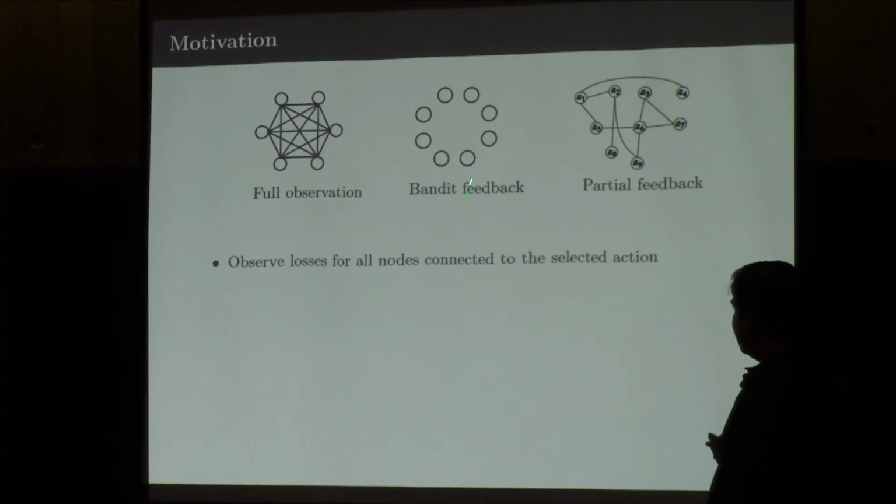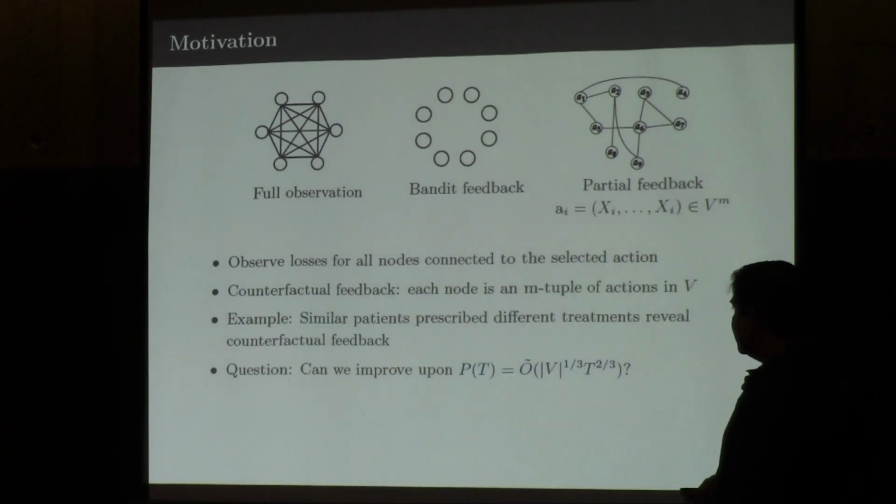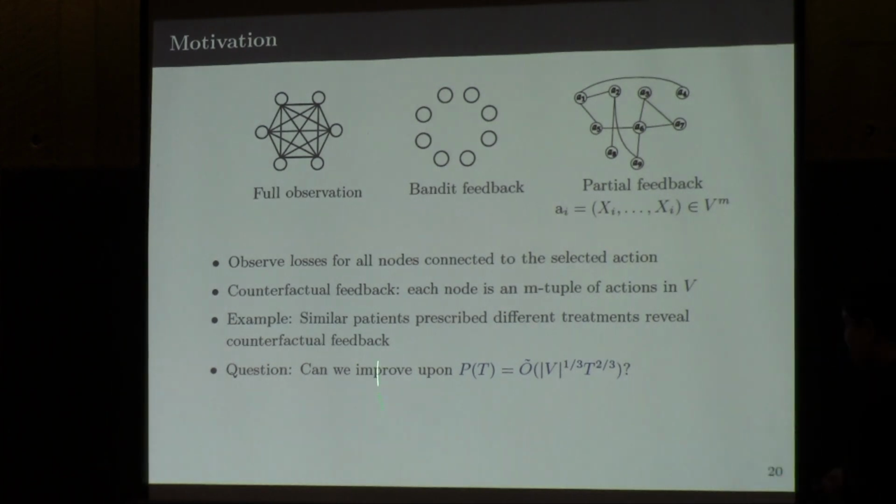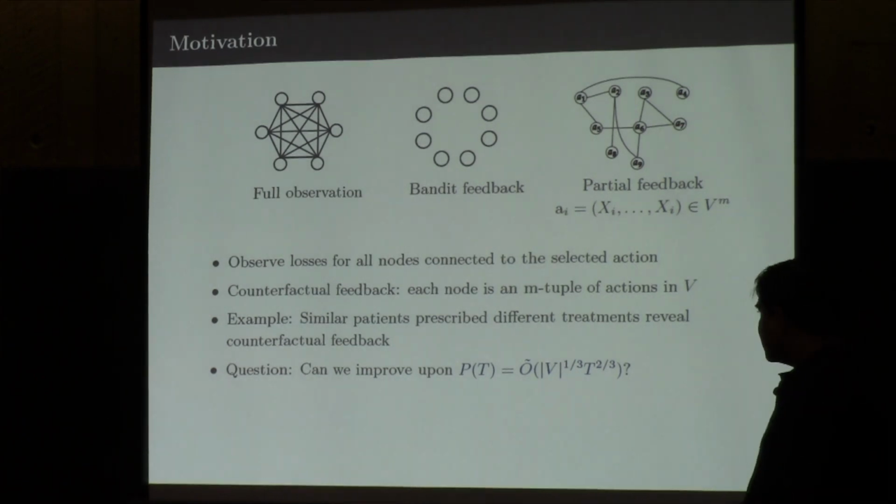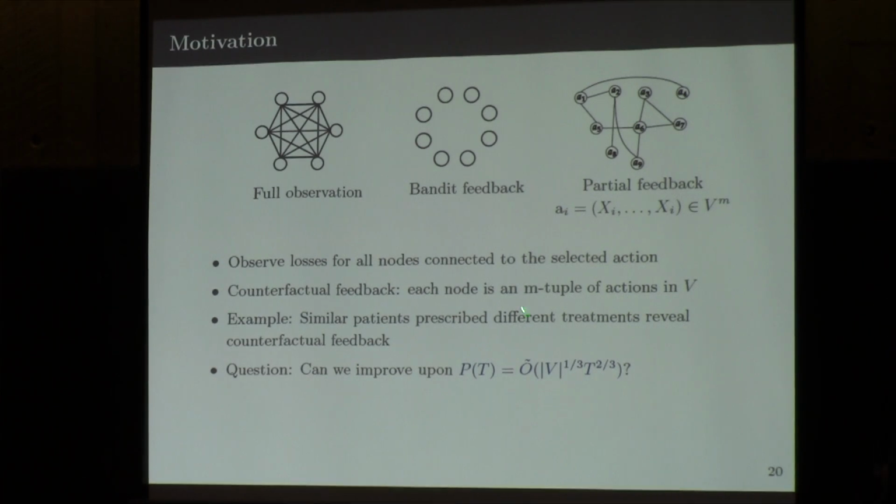So again, each node is associated with an action. We observe losses for all nodes connected to the selected action. And we're going to, in particular, look at this notion of counterfactual feedback, where each node is an m-tuple, right? So we're, again, considering m-memory-bounded adversaries. So every node here is an m-tuple of actions in the action set V. I'm going to denote it by V from here on.